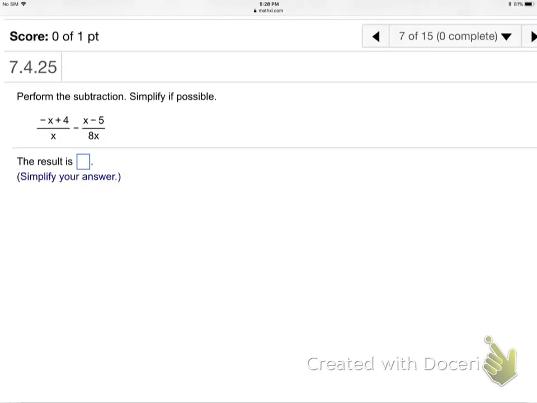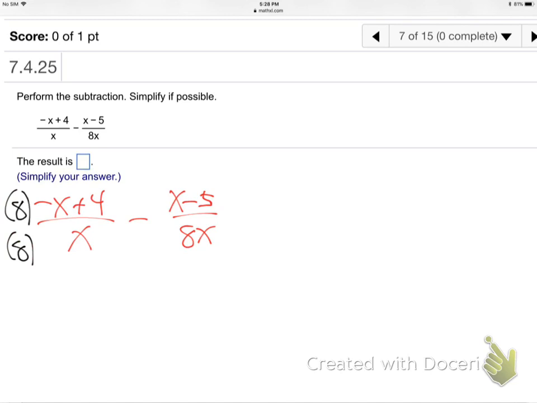So here in number 7, I'll rewrite it here: minus x plus 4 over x minus x minus 5 over 8x. Okay, we have to get common denominators again. To add or subtract fractions, you have to make the denominators identical. So I multiply top and bottom of this one by 8 to make it 8x like the other one. That 8 distributes, and I get minus 8x plus 32 over 8x.